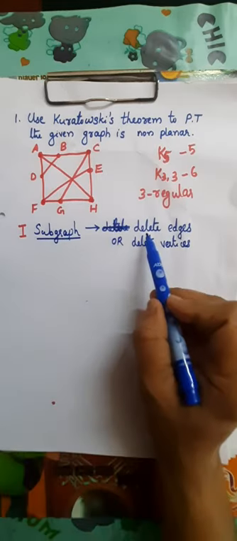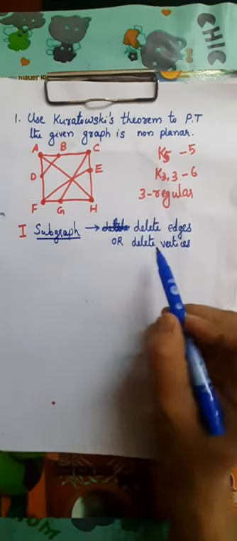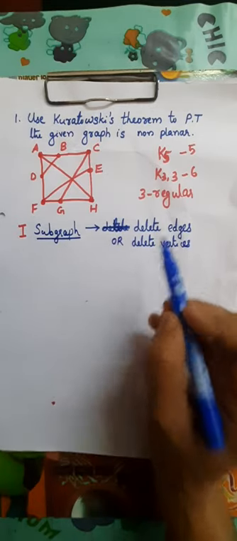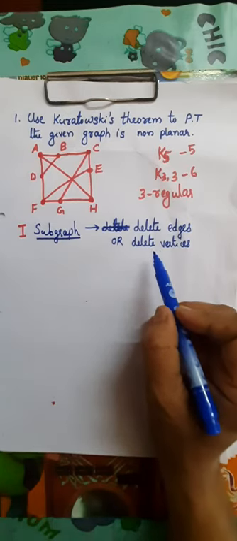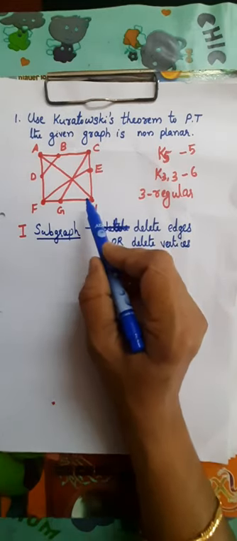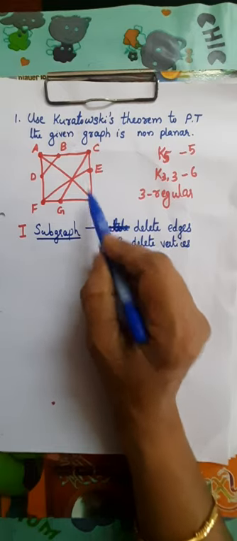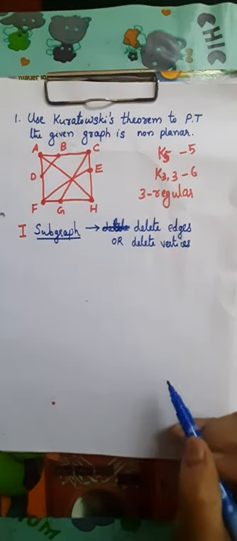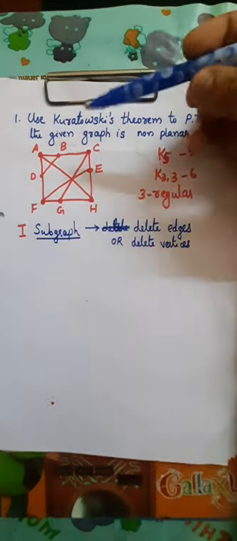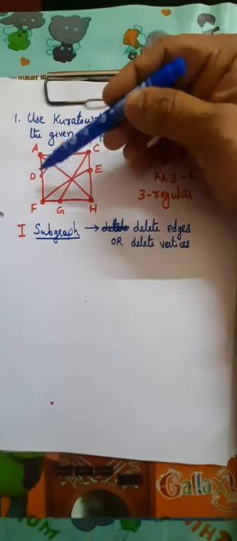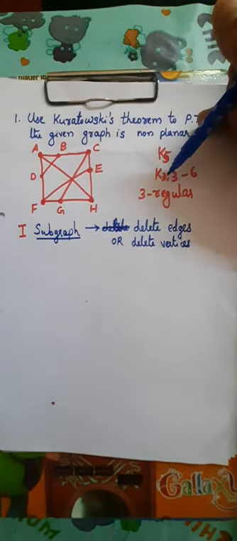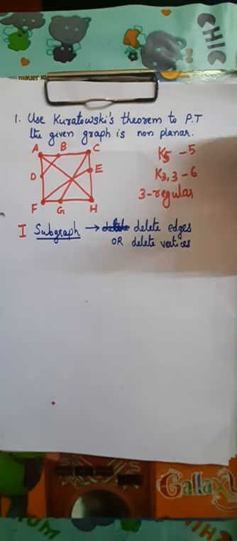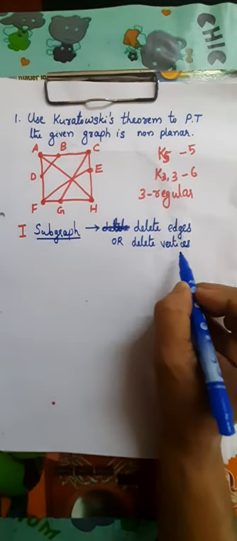We can obtain a subgraph either by deleting some edges or by deleting vertices or both. What happens when we delete some vertices? If we delete a vertex, we remove all the edges incident to that vertex. But anyway, the number of edges is larger than needed. If we want to compare with K33, we need only 9 edges. Anyway, we can either delete some edges or vertices.